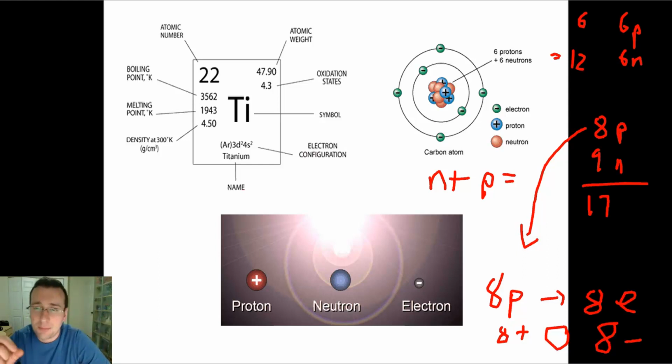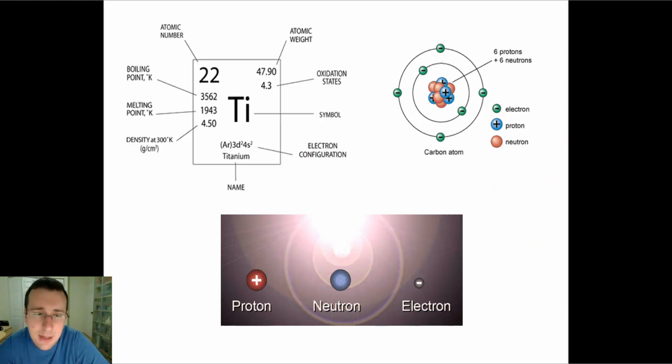And that will happen in certain circumstances, which we'll talk about later in the lecture series. But if the atom is in its natural state, the way it shows up in nature, it will have the same number of protons as the number of electrons.